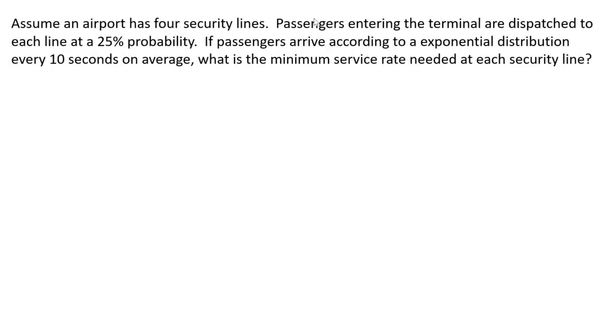Assume an airport has 4 security lines. Passengers entering the terminal are dispatched to each line at a 25% probability. If passengers arrive according to an exponential distribution every 10 seconds on average, what is the minimum service rate needed at each of the 4 security lines?